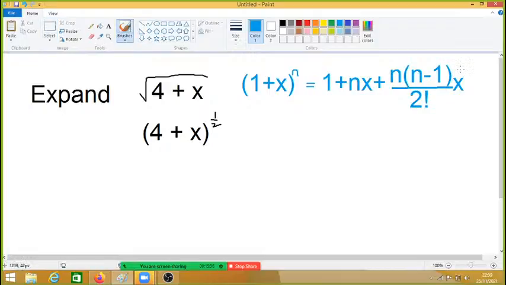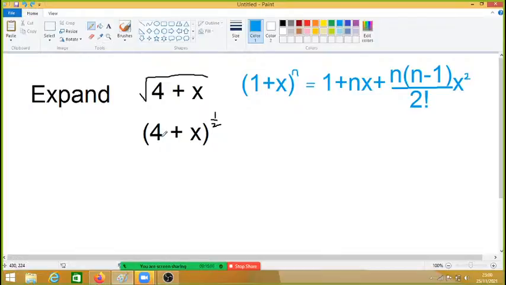So the problem here is that all the examples that we've done so far always start with the number 1 at the beginning of the bracket. Here we don't have a number 1, we have a number 4. So we can't just rush into that formula. The formula only works for examples where we have a number 1 at the beginning. So how do we work with that?